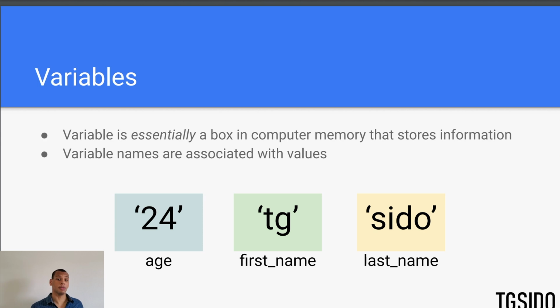Remember that a variable is essentially a box to store information, okay? And variable names are going to be associated with values. So as we see over here on the screen, we have the age variable with 24 inside, first name variable with TG inside, and last name variable with Sido inside. Yes, I'm TG Sido. Cool.